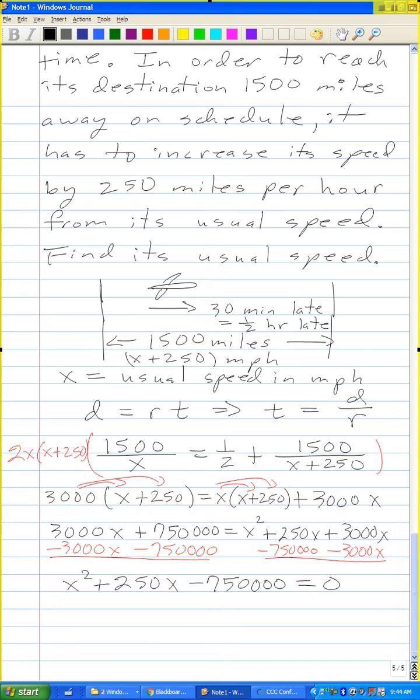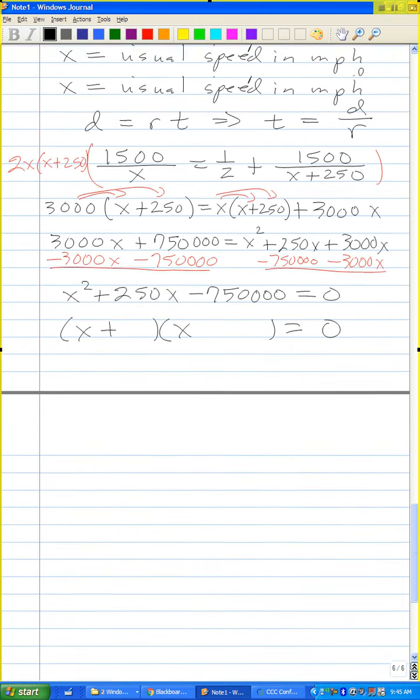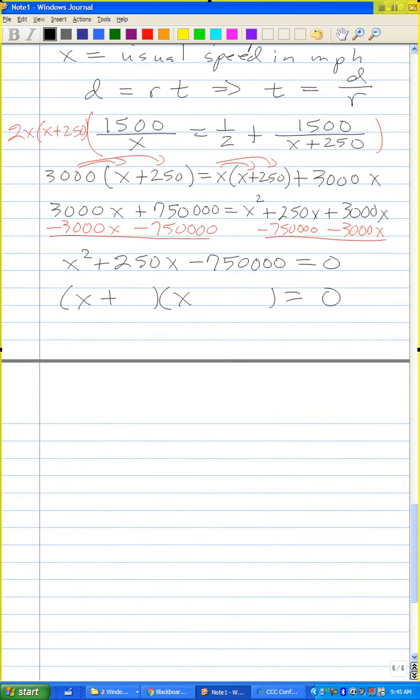And so let me factor. Bring down the plus times minus gives you minus. I want two whole numbers whose product is 750,000 and whose difference is 250. 1,000 and 750 give you 750,000 and the difference is 250.